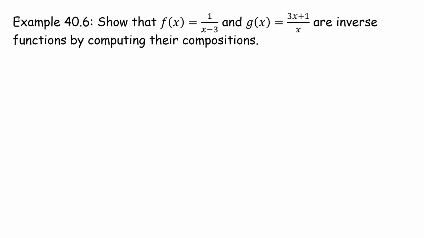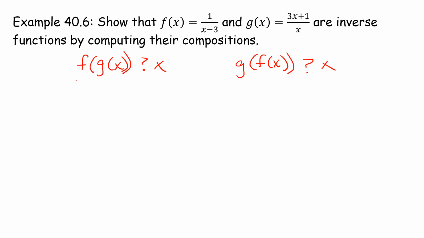Okay, so here we want to show that f of x equals 1/x minus 3 and g of x equals 3x plus 1/x are inverse functions by computing their compositions. So we are going to do f of g of x and see if that equals x, and then g of f of x and see if that equals x. So f of g of x is f of 3x plus 1/x. So I'm going to take 3x plus 1/x and put it into the f function, which is going to be 1/3x plus 1/x minus 3.